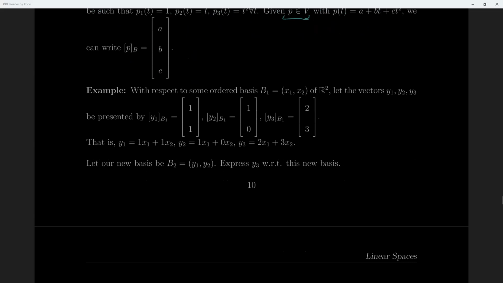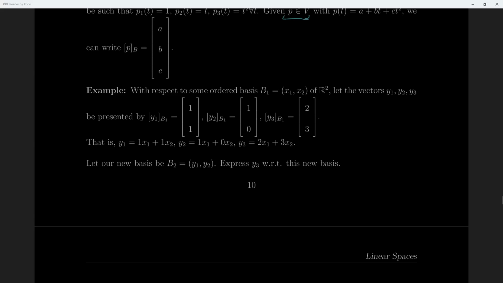Okay, let's consider another example. In our next example, we are given an ordered basis B1, composed of x1 and x2 in R square. Let the vectors y1, y2, and y3 be presented as follows. The representation of y1 with respect to B1 is (1, 1). The representation of y2 with respect to B1 is (1, 0). And the representation of y3 with respect to B1 is (2, 3).